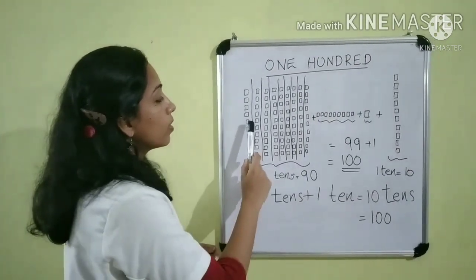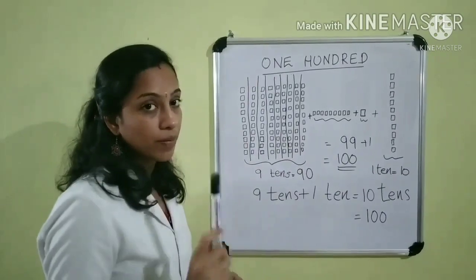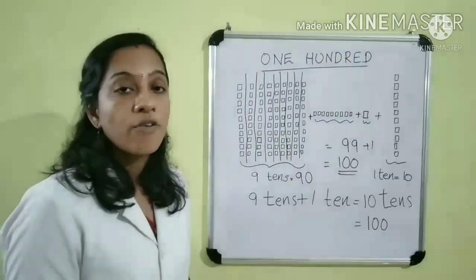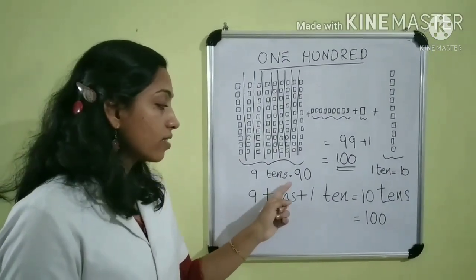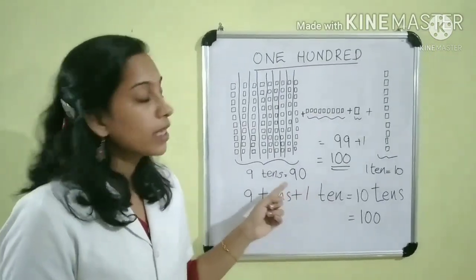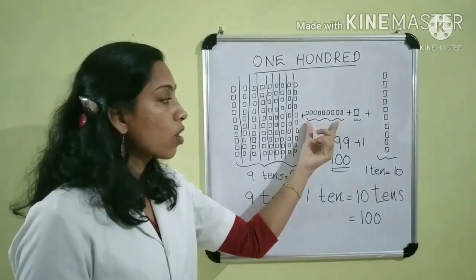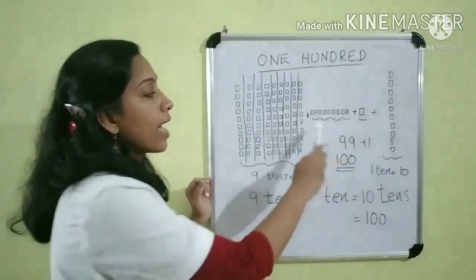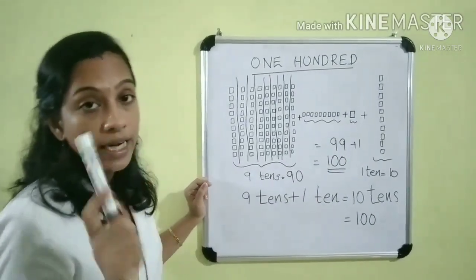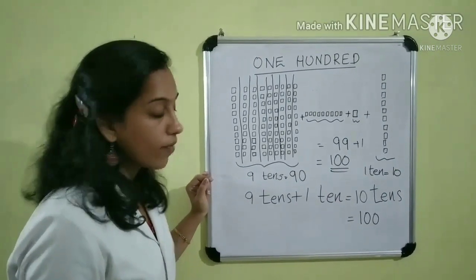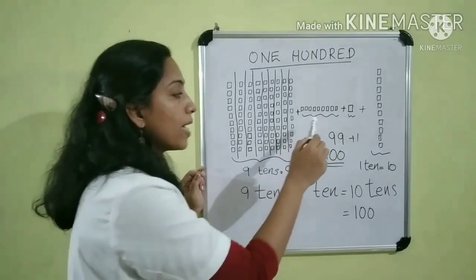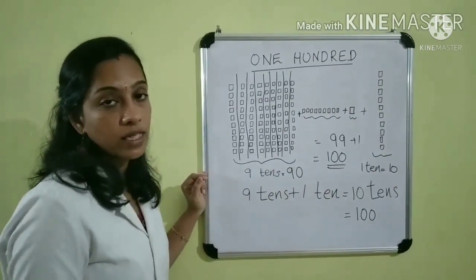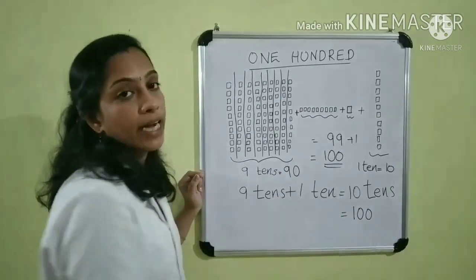So, we have a total of 9 columns. That means this is 9 tens. We know the value of 9 tens is equal to 90. Then I add 9 small squares with this group of squares. 9 small squares represent 9 ones. So in total we have 9 tens plus 9 ones equal to 99. How many squares do we have now? 99.